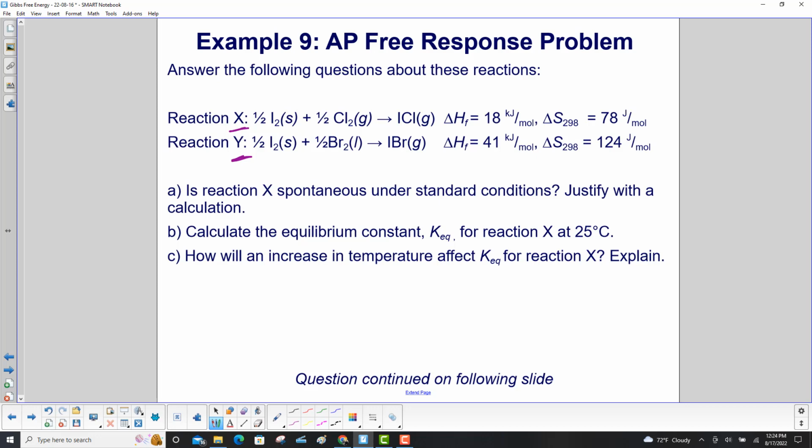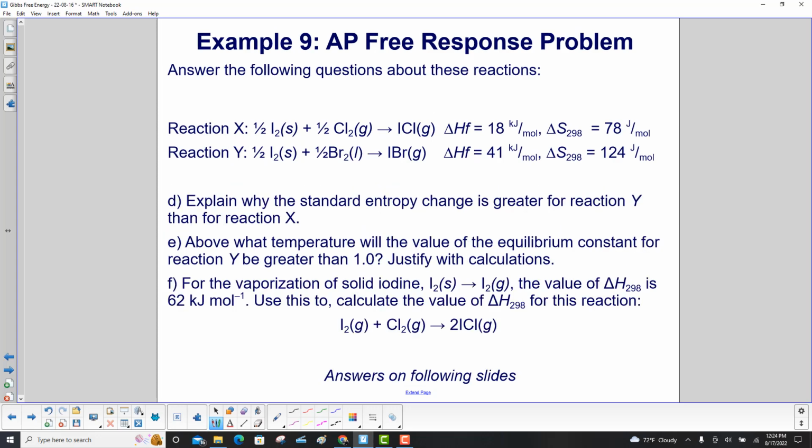Explain. And there'll be some more parts of the question on the next slide. Part D. Explain why the standard entropy change is greater for reaction Y than for reaction X. E. Above what temperature will the value of the equilibrium constant for reaction Y be greater than 1.0?